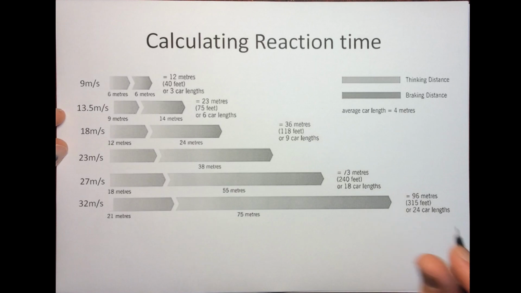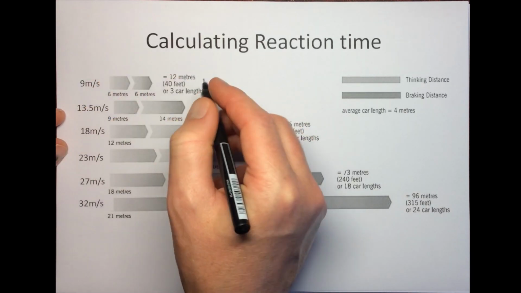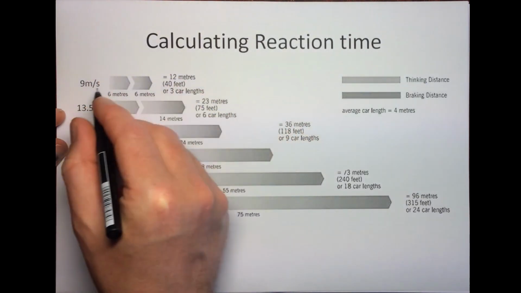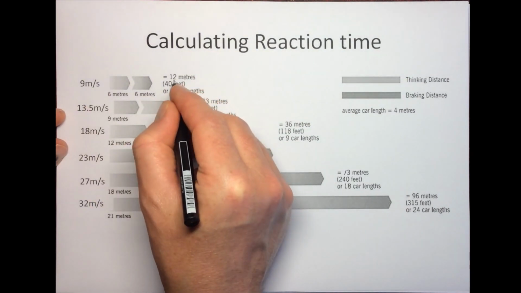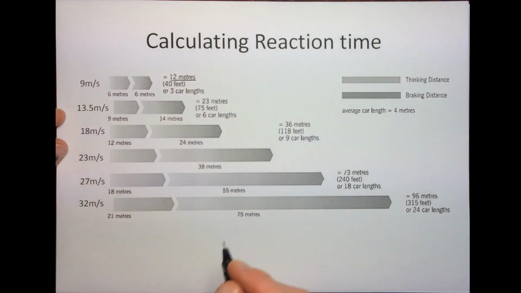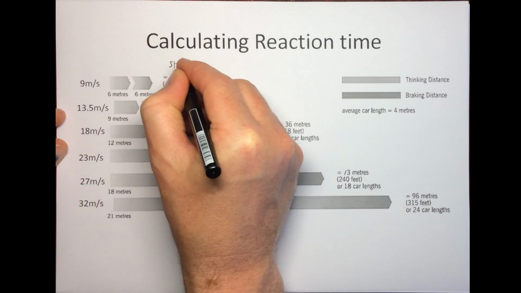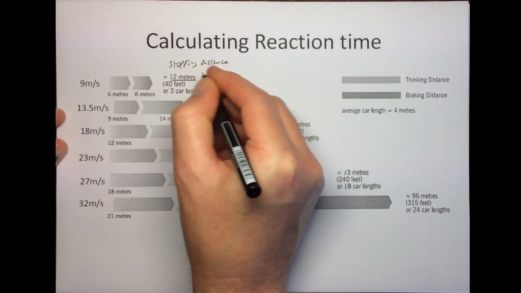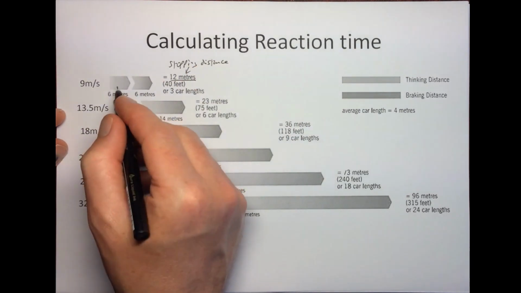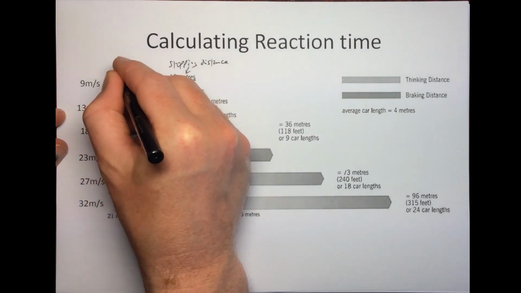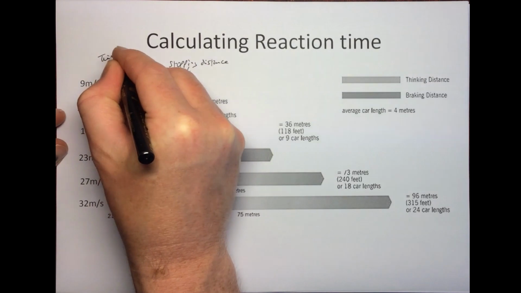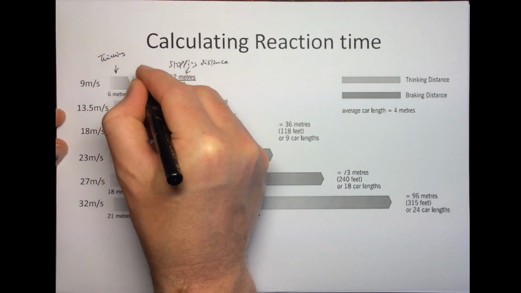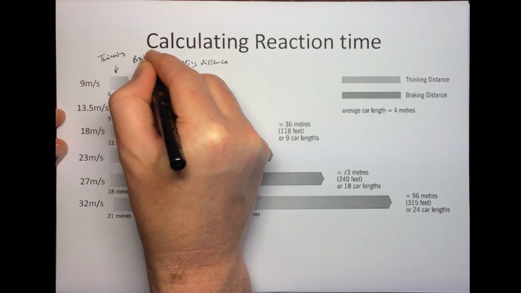Now, what we've got here then is your stopping distance. If we look at 9 meters per second, your total stopping distance is 12 meters. Okay, now that's made up of two components. This is your thinking distance, and this is your braking distance.